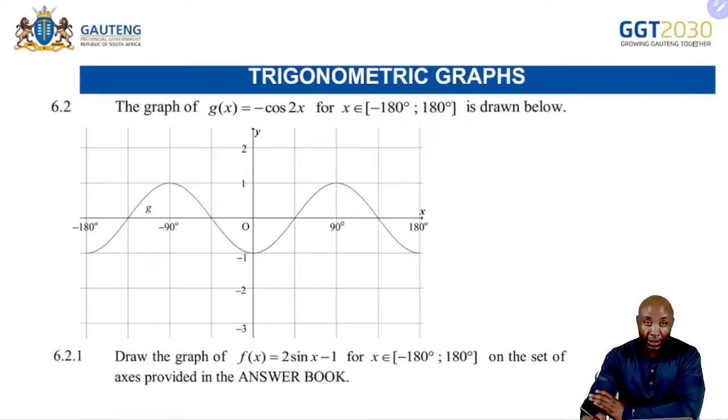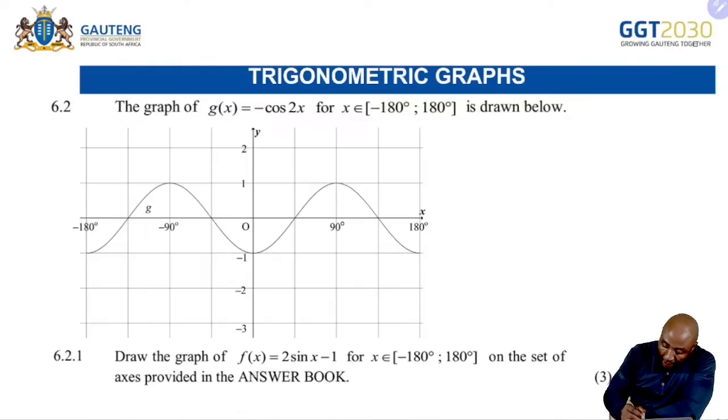Here is a question. We are given the graph of negative cos 2x between negative 180 degrees and 180 degrees. Draw the graph of f of x is equal to 2 sine x minus 1 in the given interval on the axis provided. We are going to sketch that, draw that graph on the same set of axes.